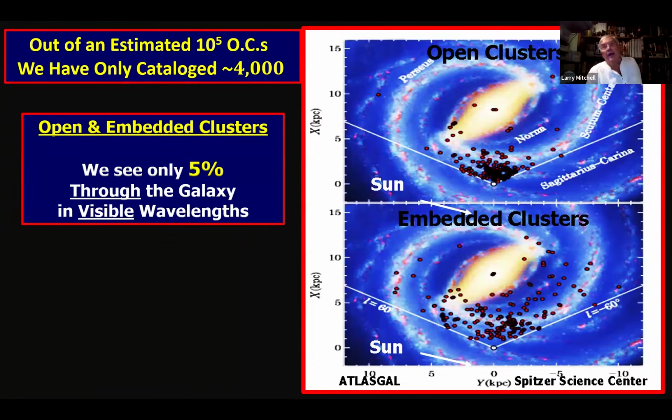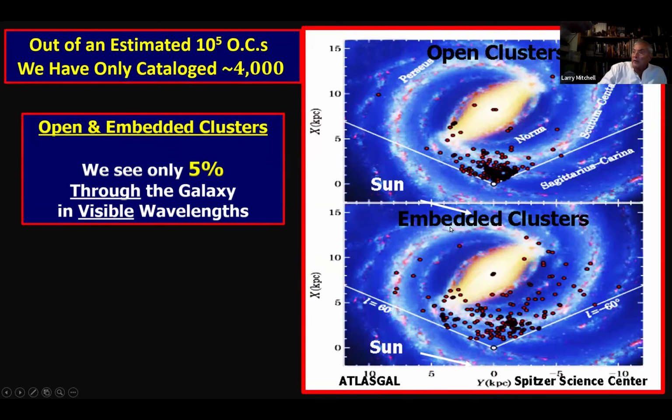Out of an estimated 100,000 open clusters, which astronomers figure our galaxy contains, we've only cataloged about 4,000. The reason for that is this dust and this gas. When we look towards the center of our galaxy, we have to look through the Scutum Centaurus arm. We have to look through the Sagittarius arm. And the dust in the galaxy blocks out our view and prevents us from seeing basically the other side of the galaxy. They call this the zone of avoidance, and it avoids just about everything on the other side of the galaxy.